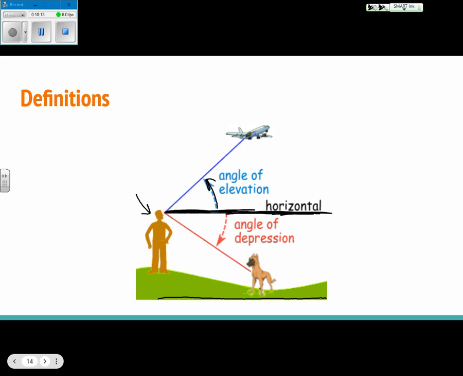However, if he's looking at this fierce dog down here, he's looking down. We call that an angle of depression since it's looking down. You should see some of both on some examples.